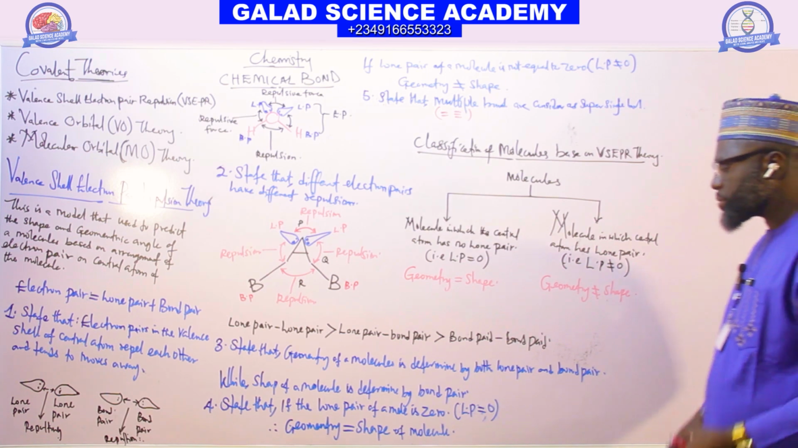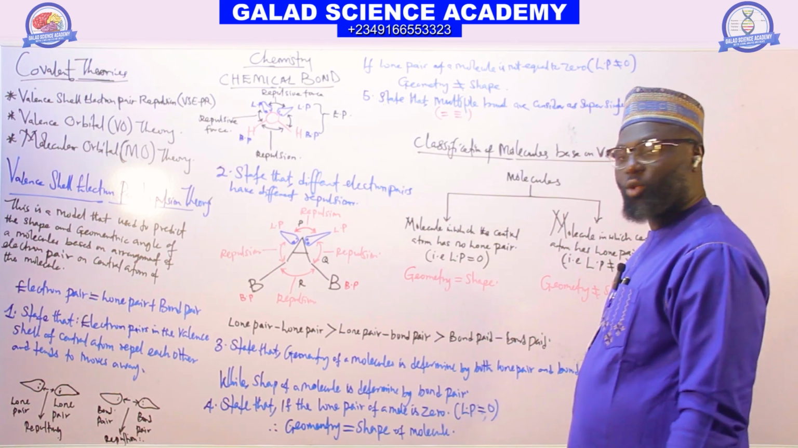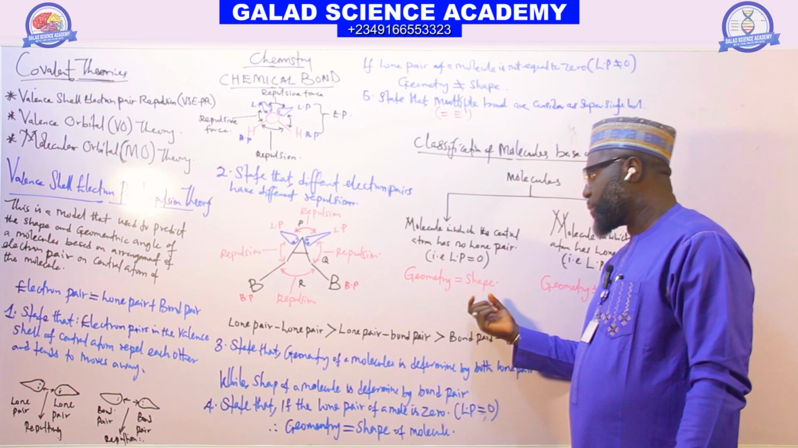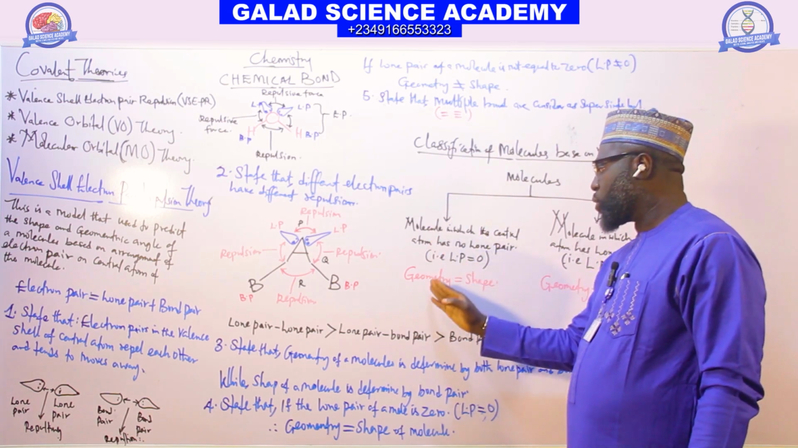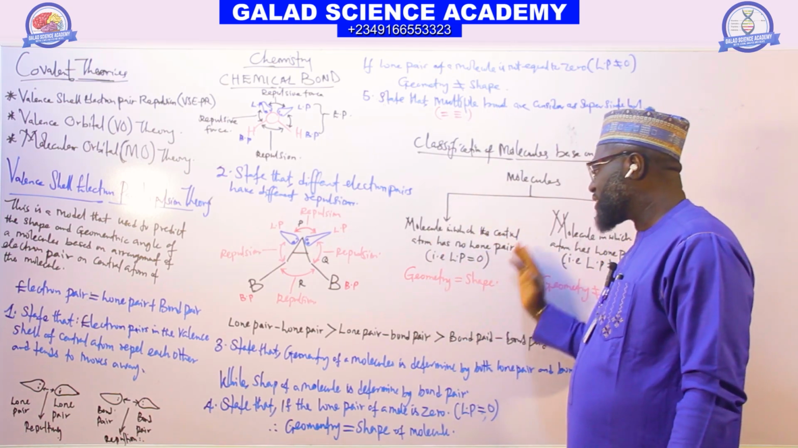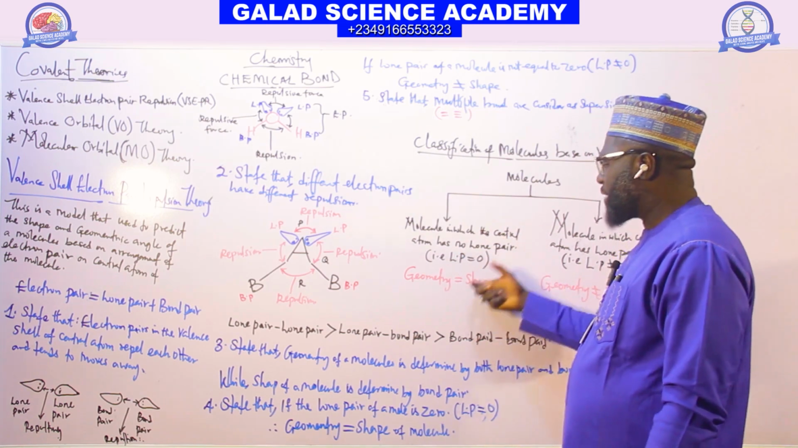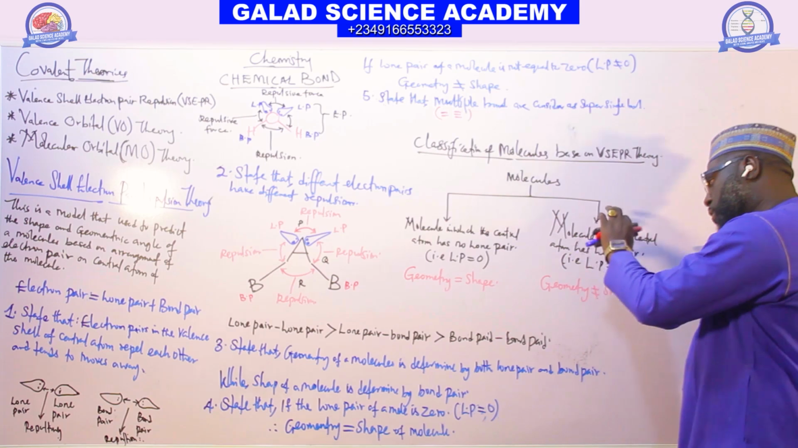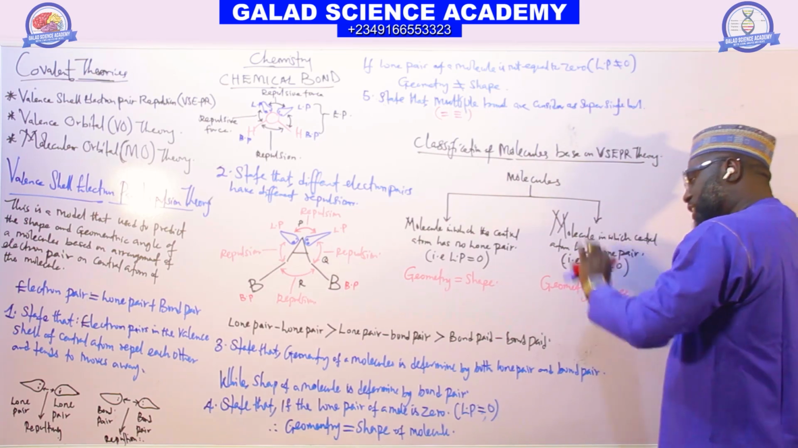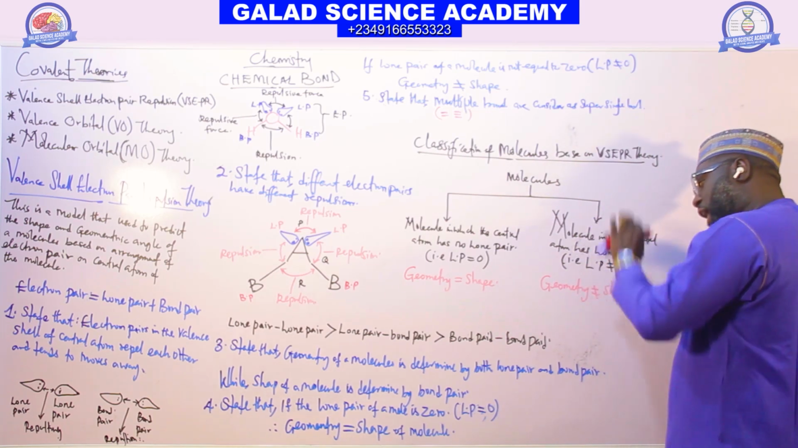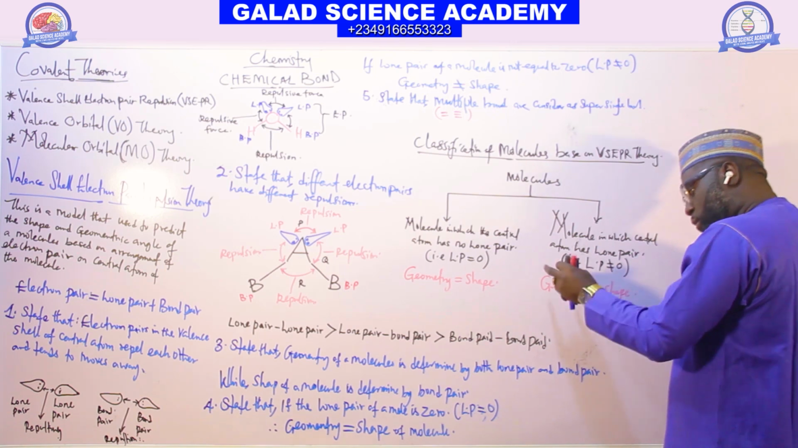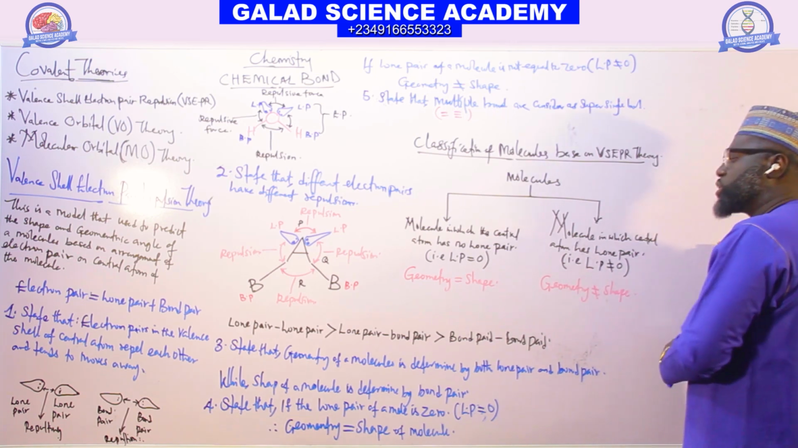So let us now look at the geometry and shape of molecules in which the central atom has no lone pair. After that, we will treat a molecule in which the central atom has lone pair. What is the geometry and what is the shape?